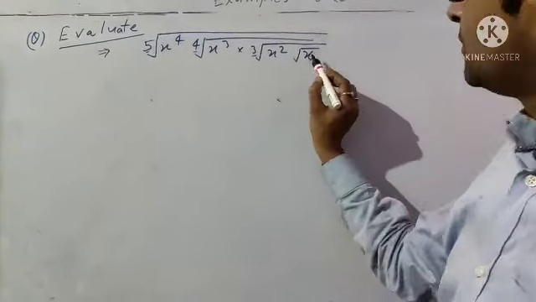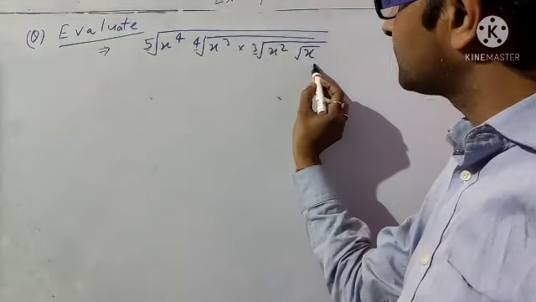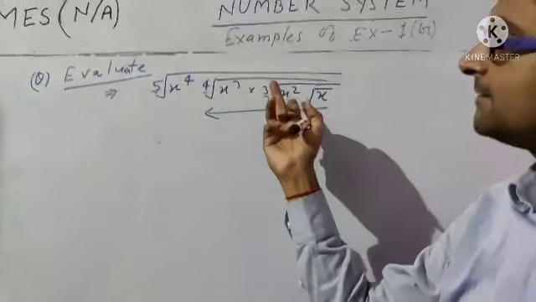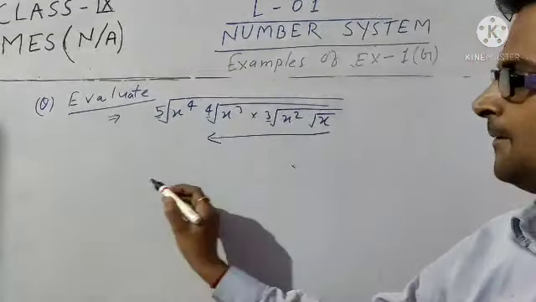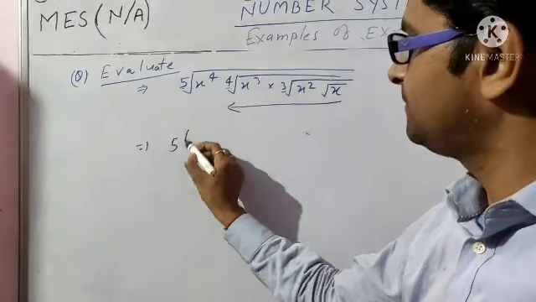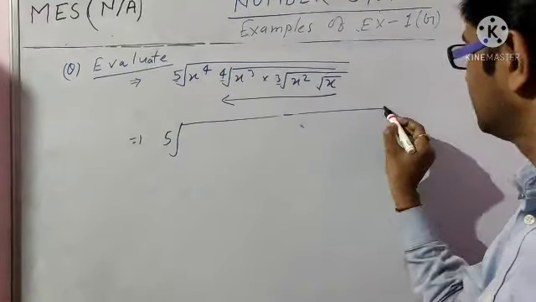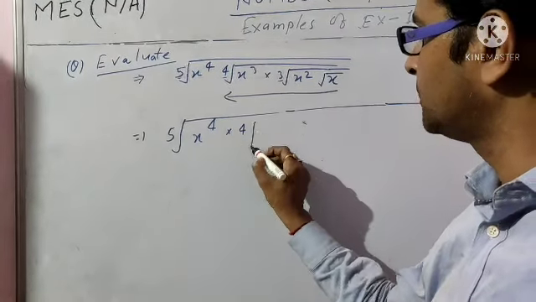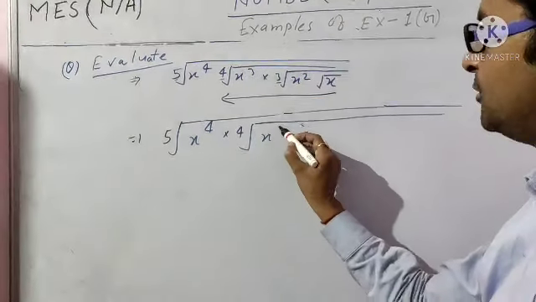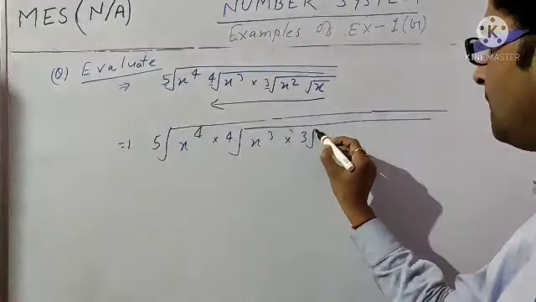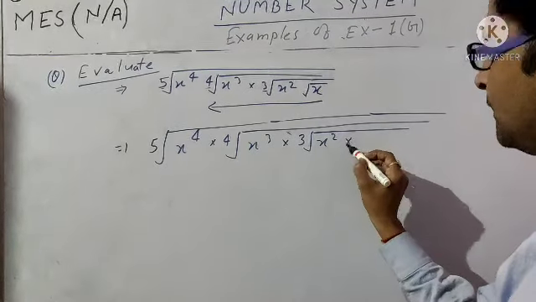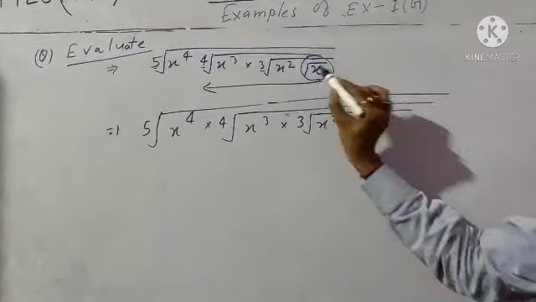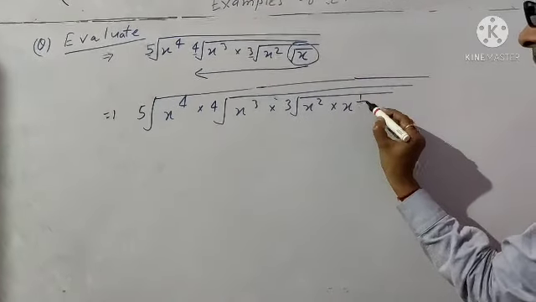So here, student, if you start this way, first you have to solve this value, then this, then this, then this. Look at here. Fifth root of x to the power 4 into fourth root of x to the power cube into cube root of x square. We know that, student, this value is root x. The value of root x is x to the power 1 by 2.